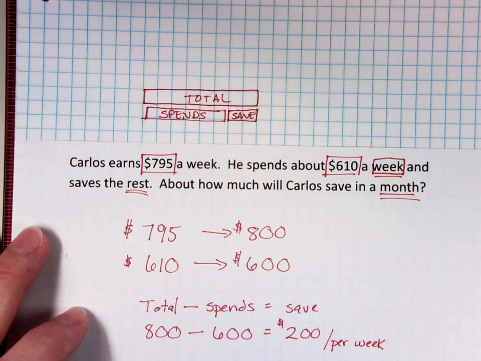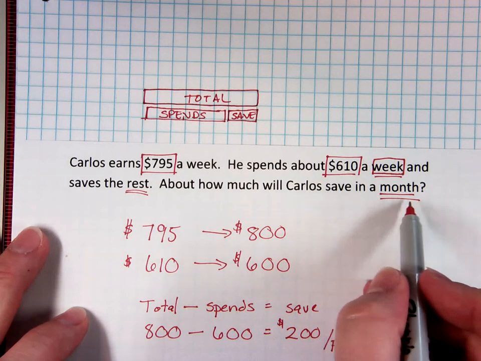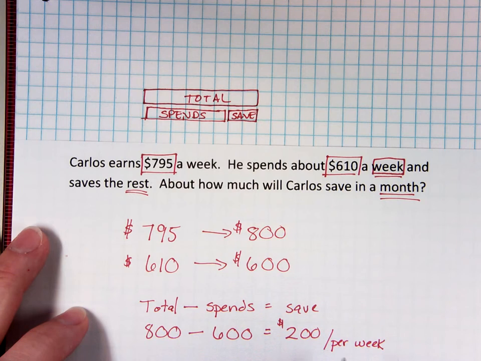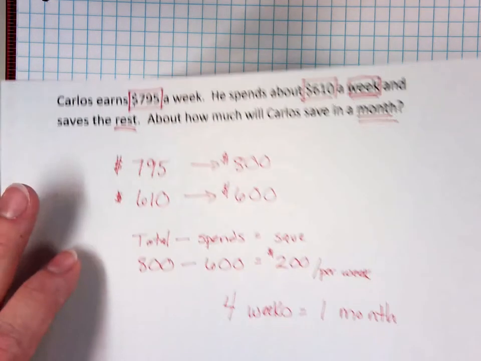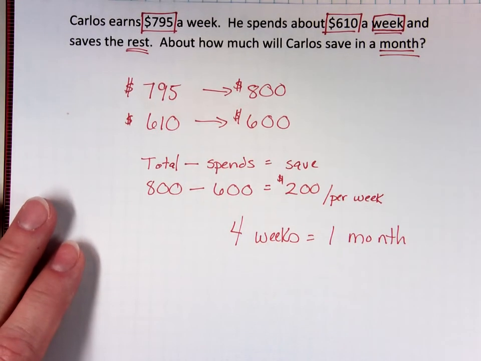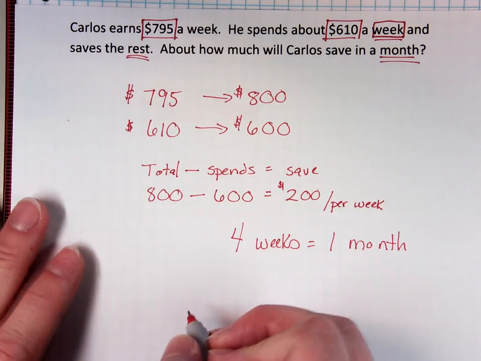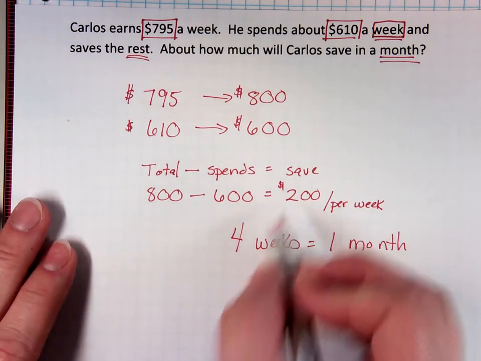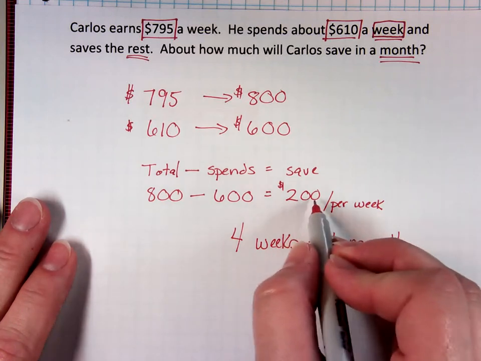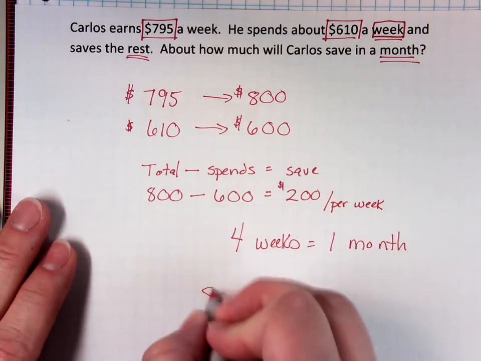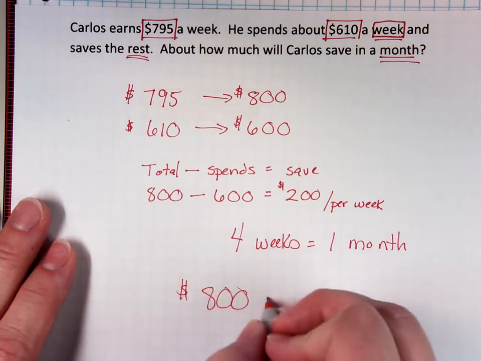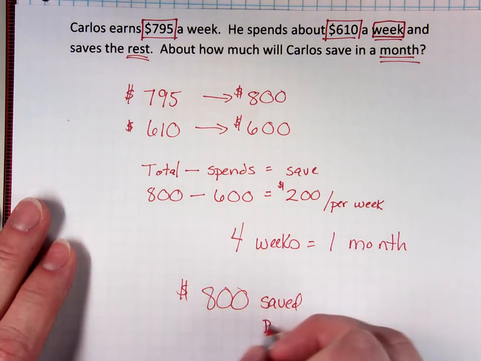The problem asked us to find how much will Carlos save in a month. Well, a simple calculation will get us from week to month. How many weeks are in a month? 4. 4 weeks equals 1 month. So, in our head, we can actually estimate how much Carlos will save in a month. $200 times 4 weeks is $800 saved per month.